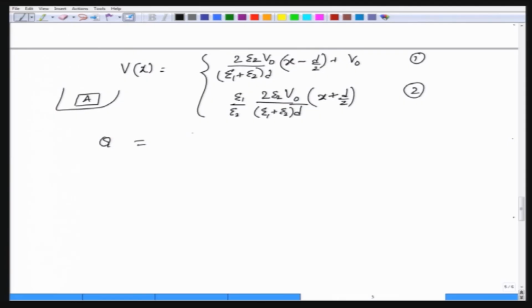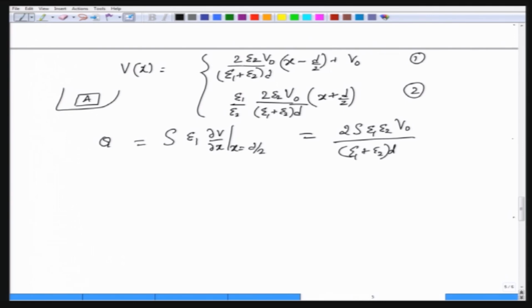The charge density should be epsilon 1 del V by del x evaluated at x equal to d by 2, right. This is the charge density, because D dot n must be equal to rho s on the conducting plate, multiplied by the area S will give me the charge enclosed in this region A, and we will see that charge per area will be the surface charge density. This will be equal to 2 epsilon 1 epsilon 2 V0 by epsilon 1 plus epsilon 2 into d. You can show this by differentiating this expression and then substituting x equal to d by 2.